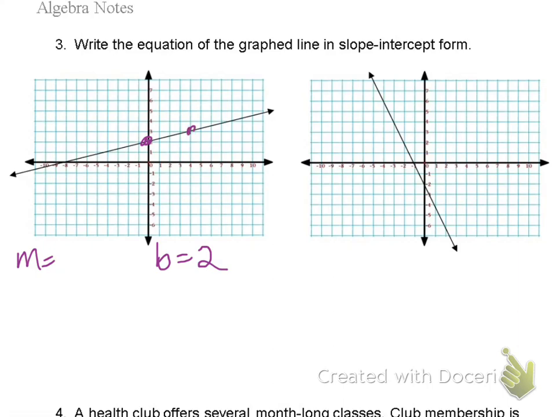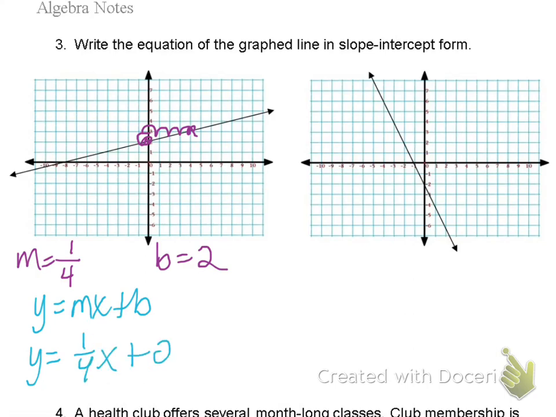And we need to count up and over. So we're going to go up 1 and over 1, 2, 3, 4. So that's up 1 and over 4, rise over run. So we have m equals 1/4. Then we just have to plug those into our y equals mx plus b equation. So we would have y equals 1/4 x plus 2.